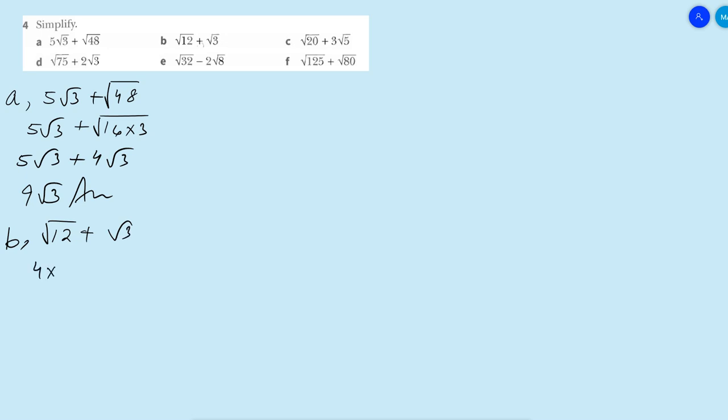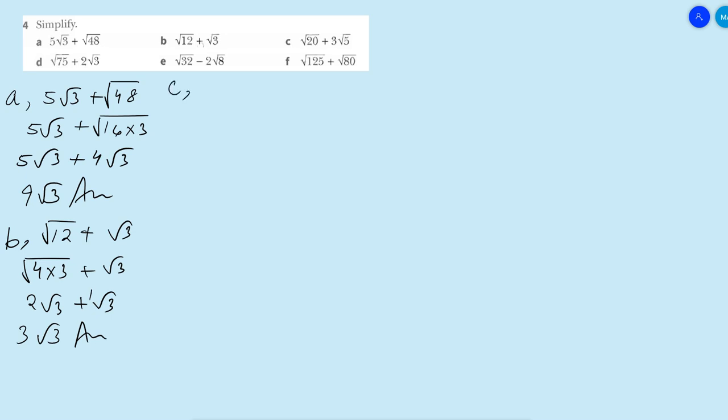12 can be written 4 into 3, plus root 3. Square root of 4 is 2, 2 root 3 plus root 3. This time both roots are the same. So 2 plus, if nothing then 1. The coefficient of root 3 is 1. So 2 plus 1 is 3 root 3. Don't add or subtract inside the square root value.